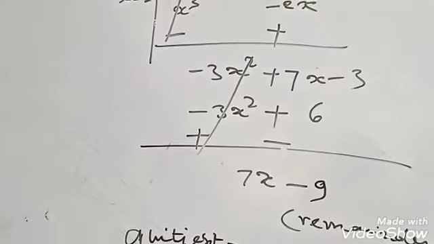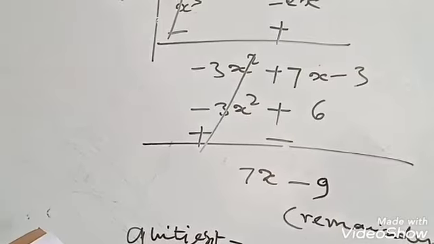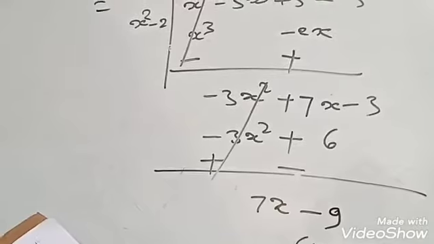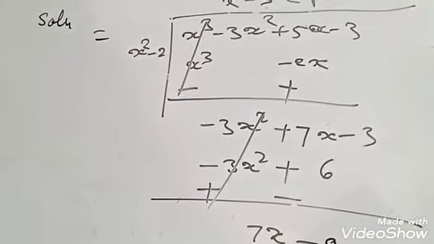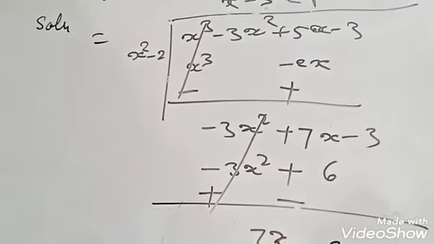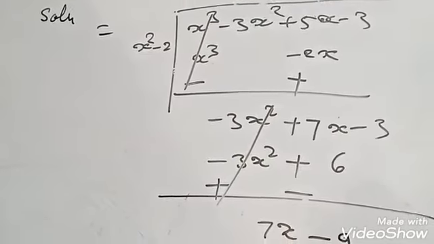Now in question number 2, we have to check whether the first polynomial is a factor of the second polynomial or not. In this we have to divide the second polynomial by the first polynomial. If remainder is 0, then that is a factor. If remainder is not 0, then that is not a factor.